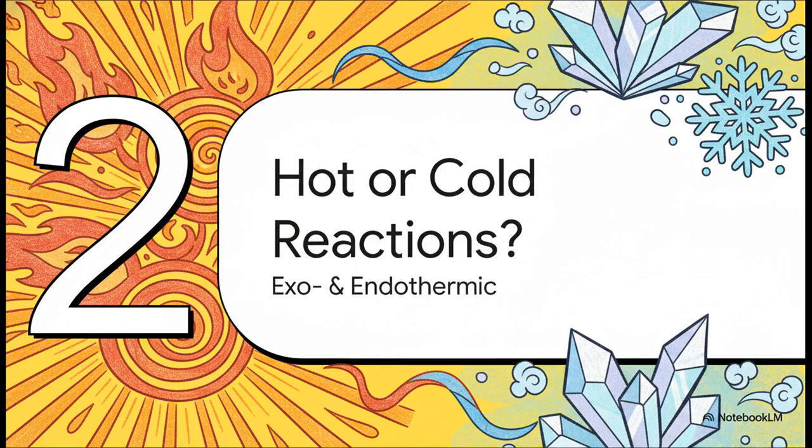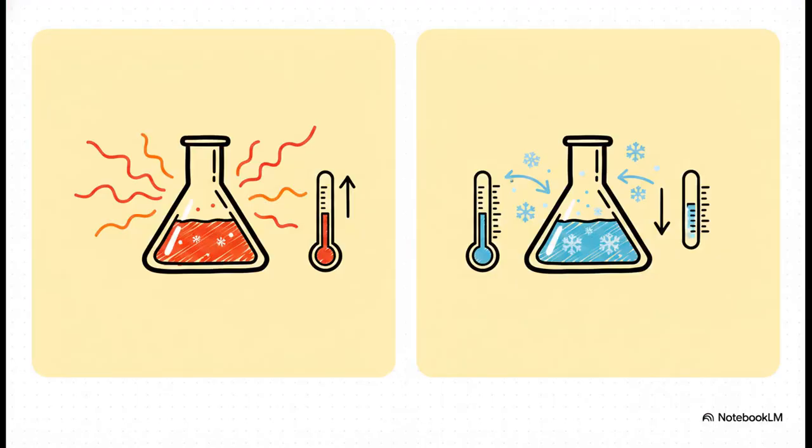Now, reactions aren't just about shuffling atoms around. They're also all about energy. Some reactions give off a ton of heat and get super hot, while others actually absorb heat and get chilly. Let's break down this absolutely crucial distinction. It's really straightforward when you see it like this. Exothermic means heat out. Think exo for exit. It releases energy, so the temperature goes up. Endothermic means heat in. Think endo for enter. It absorbs energy from its surroundings, which makes the temperature drop. See? Exo for exit, endo for enter.